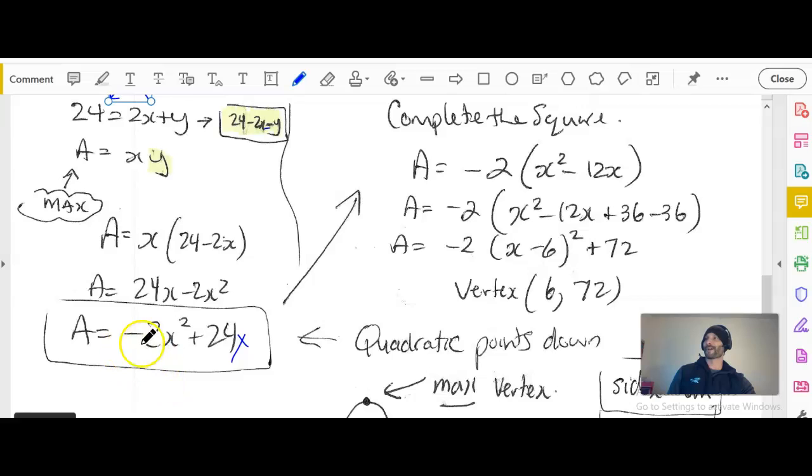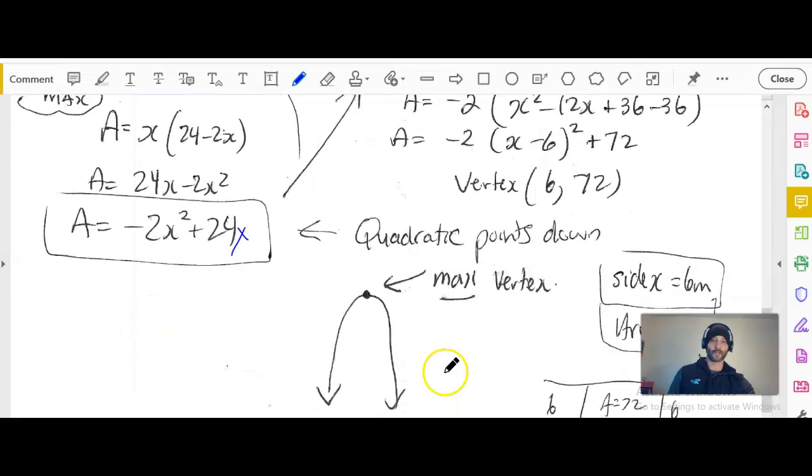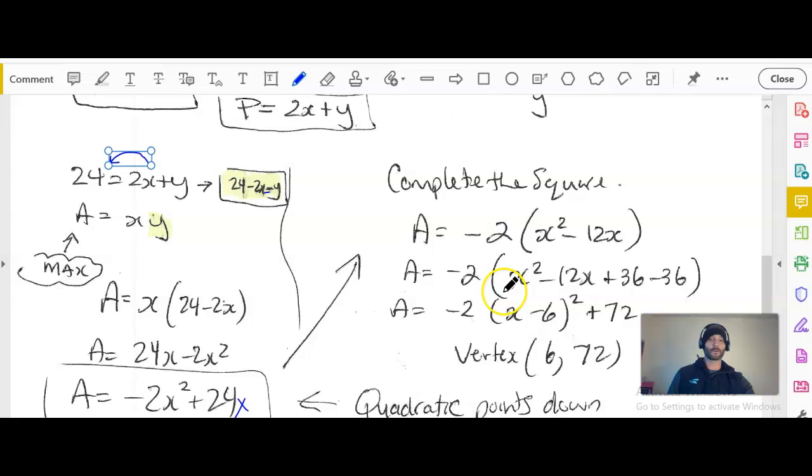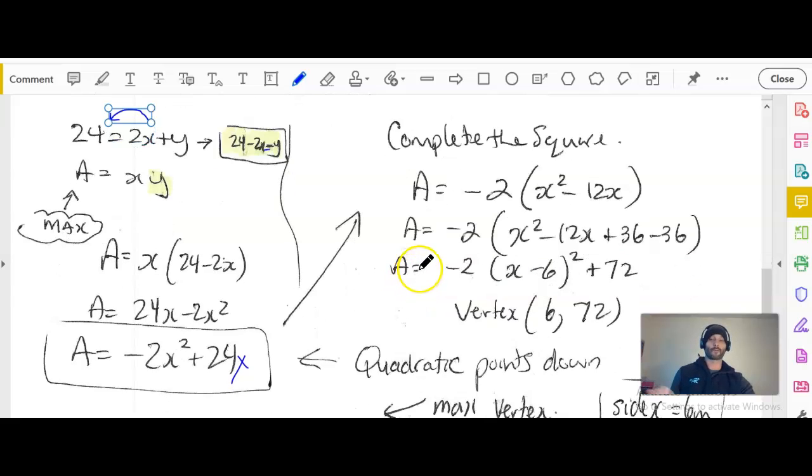And that negative 2x squared, that's the a value, indicates that this is a quadratic pointing down. So that's what I wrote here. If I was to graph it, it would look like this, and that point right there is a maximum point. It's the maximum vertex. That solution is going to lead me to the answer to this problem, because I'm trying to maximize this area. So how do I find a vertex?